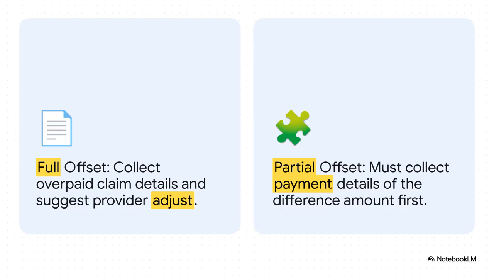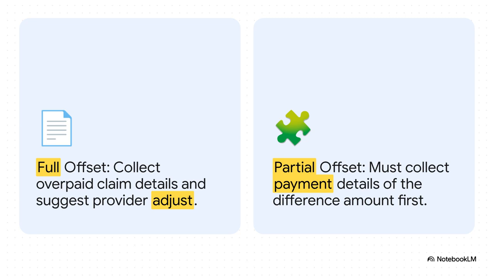There's a massive fork in the road here, and your next move depends completely on whether the payer took the full allowed amount or just a piece of it. If the offset amount is exactly equal to the allowed amount, which we call a full offset, you just jump straight into collecting the overpaid claim details we talked about earlier and then suggest the provider review and adjust the balance.